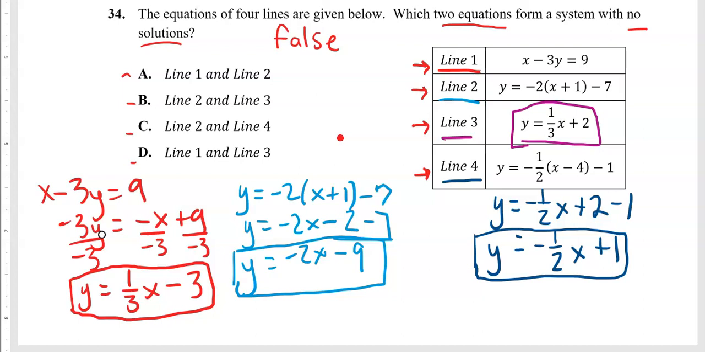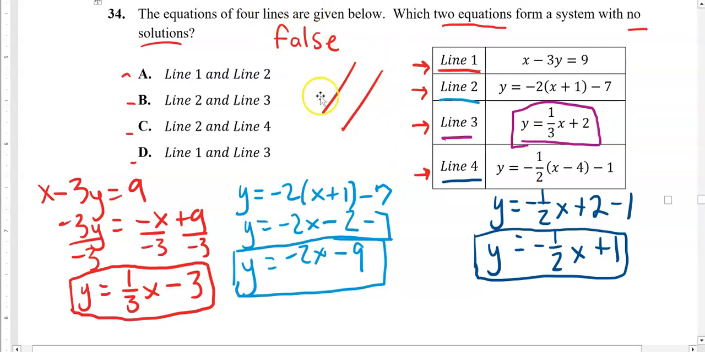So automatically, by looking at my information here, I can see that this line right here is going to have a slope of 1/3, and this line right here, which is line 1, is also going to have a slope of 1/3. Because they have the same slope but different y-intercepts, those lines will be parallel. And lines that are parallel have no solution. So 1 and 3 are lines that are going to have no solution. So that's going to be D. You could set each of these equations equal to each other and solve, but I kind of used the graphing method to solve this one in my head.